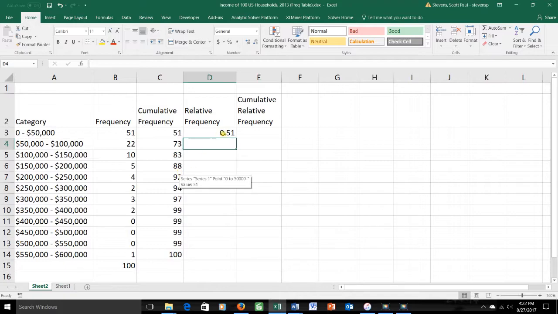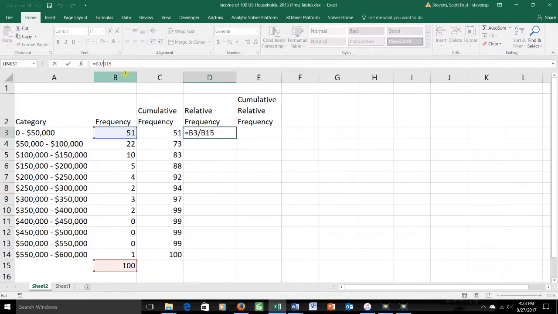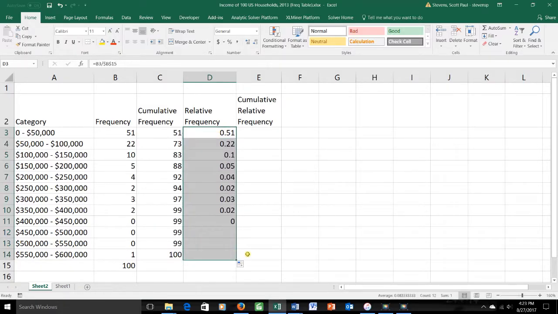To make this formula work so I can drag it down, I need to change the B15, the number in the bottom, to $B$15. This is absolute addressing, something that we'll be talking about in class. And doing so means that when I drag this formula, the bottom number, the 100 that I'm dividing by, will never change. So as I go all the way down, I'll be getting fractions of all the values. That is, for example, 1% of my sample, that is one person out of 100, fell into that last category of $550,000 to $600,000.